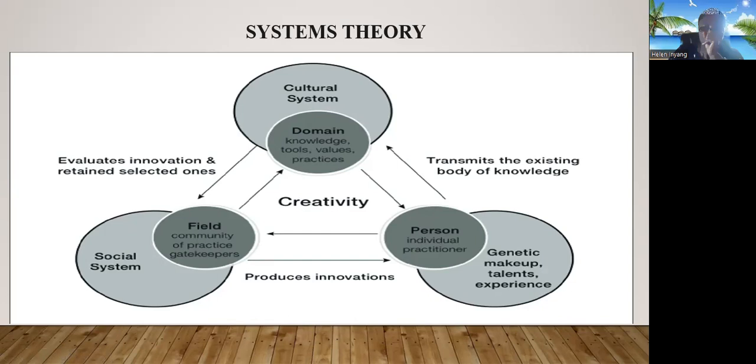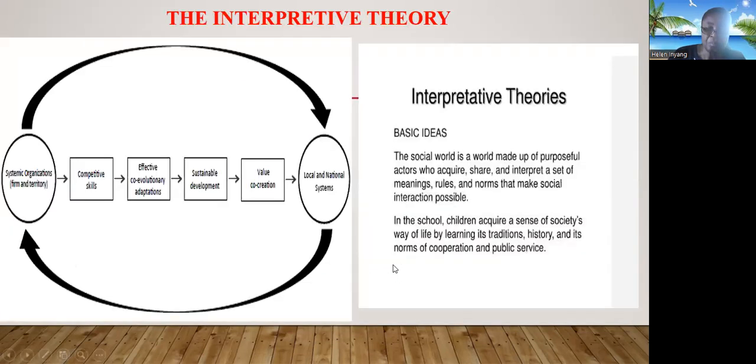It goes up from the person to the social system, from the social system to the cultural system, and then it produces back to the person, the genetic makeup. And then it goes up again from the field to the domain, that is the cultural system, and then from the cultural system to the person, the individual practitioner, and back to the social system. It's all about the systematic theories.